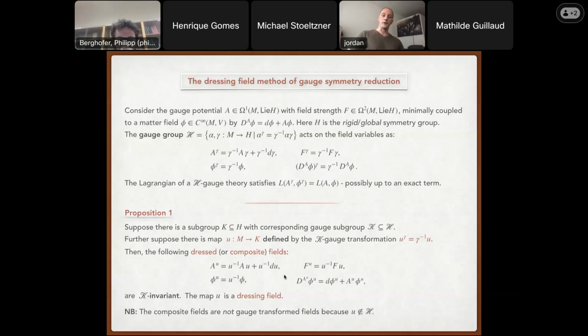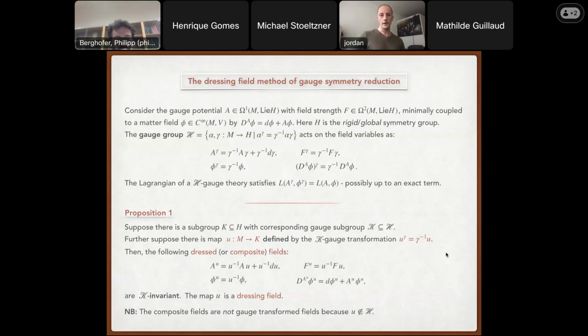Now, if you have built invariants under the subgroup K, presumably there might be some residual symmetry under what remains of the gauge group H. Since you know already the gauge transformation of the basic field variables, so the A, phi, F, under the full gauge group H, the only thing you need to know to work out the residual gauge transformation of the composite field is the transformation of the dressing field itself. By definition, it transforms under the K subgroup like this, but the question is open as to how it transforms under what remains of the gauge symmetry.